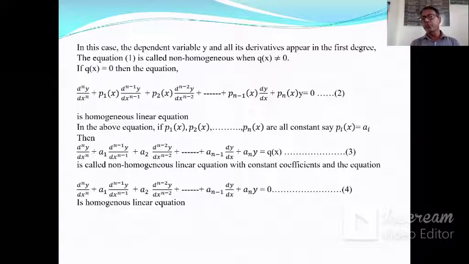And if in this equation 3, the right hand side, that is Q(x), is equal to 0, then we obtain equation number 4. And this equation 4 is called an nth order homogeneous linear differential equation with constant coefficient.